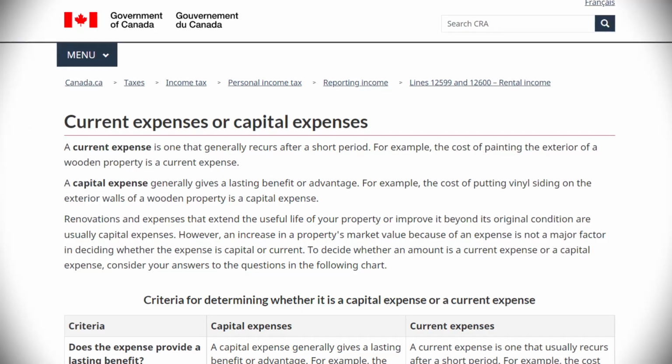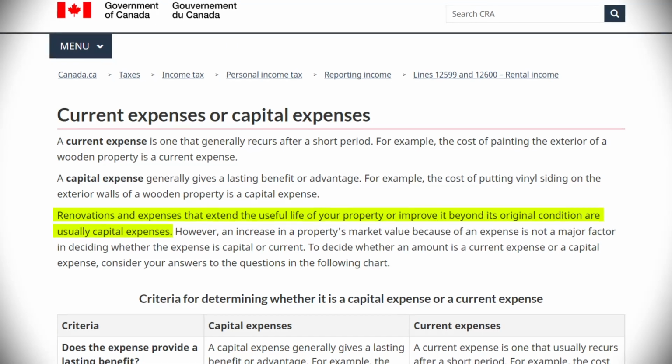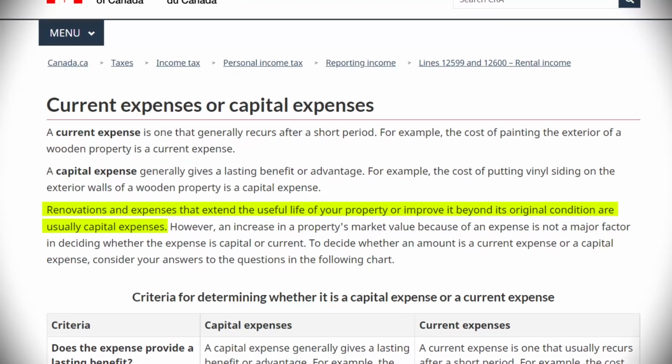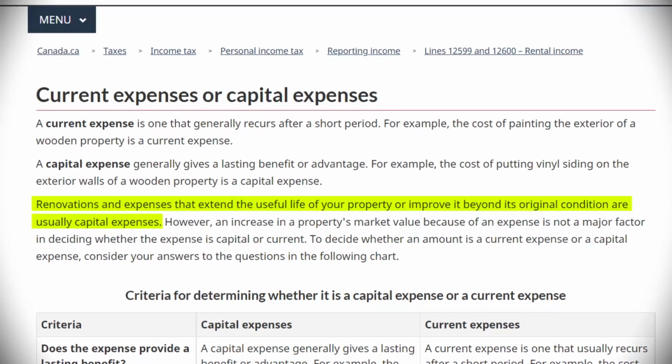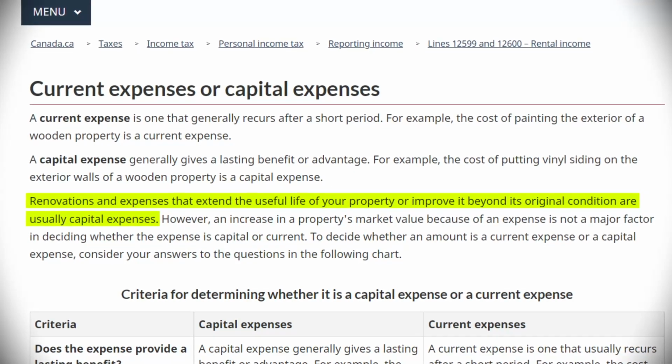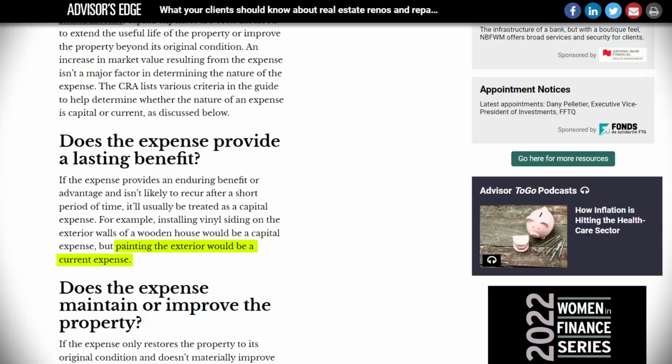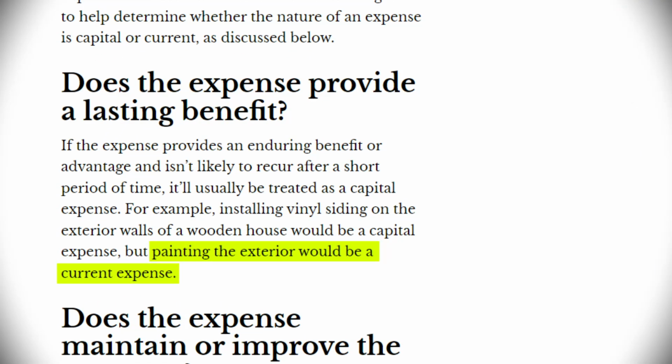So capital expenses are costs incurred to extend the useful life of the property or improve the property beyond its original condition. So those are really the two triggers. Now, as I was reading through this article, again, we'll link the article below because it's a great article. He used the example here of if you were to paint the house, that is a current expense. It's got a finite time, I guess. So CRA considers painting the house as a current expense.